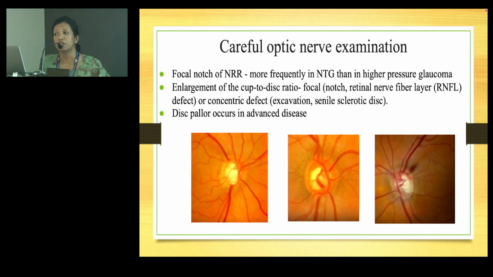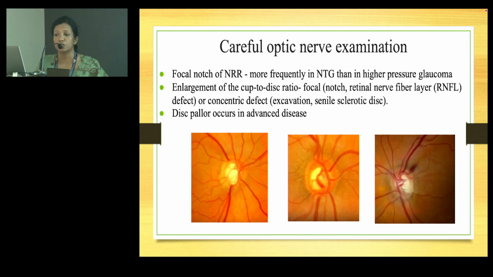Then careful optic nerve examination should be done. Usually, more frequently, you can get a focal notch of the neuroretinal rim than you find in the higher pressure glaucomas. Other glaucoma findings are also found, like enlargement of the cup to disc ratio, which can be a focal notch, retinal nerve fiber layer defects, or concentric defects like excavation or senile sclerotic disc.